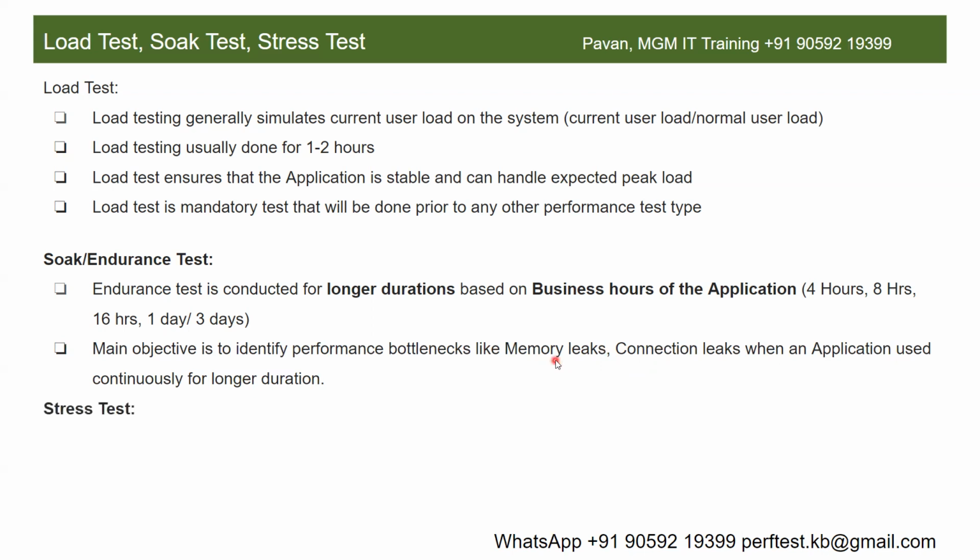Sir, I have a question over here. In the load test, for 1 to 2 hours, for example, we give around 50 users and do the testing. For an endurance or soak test, how many users do we give for a long duration, sir? Okay, good question. For a soak test or endurance test, we need not use the normal user load, because throughout the day not all the users will be using the application continuously, isn't it? So we take 75% or 80% of the normal user load for soak test.